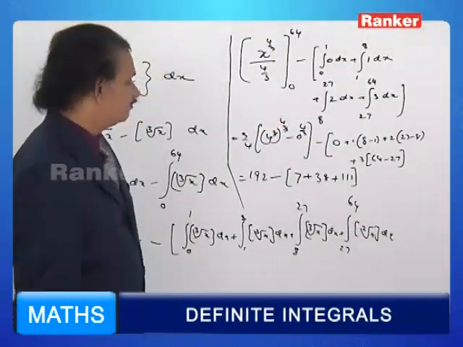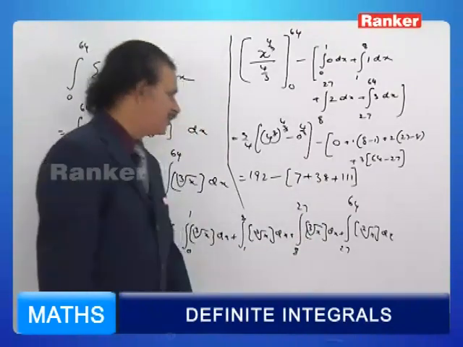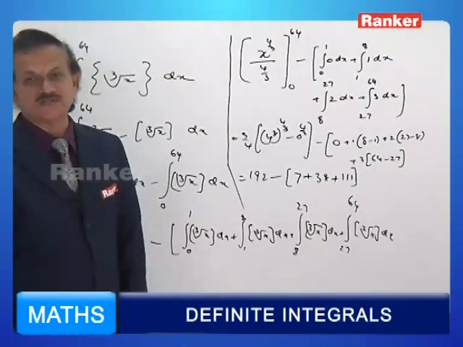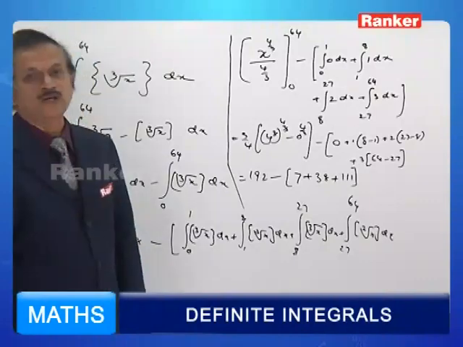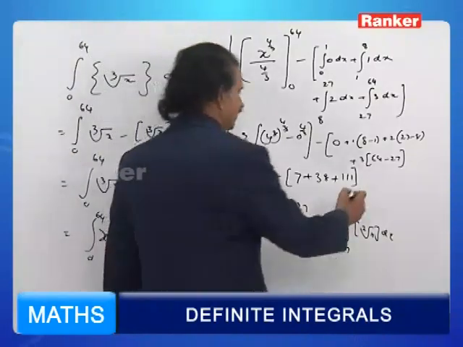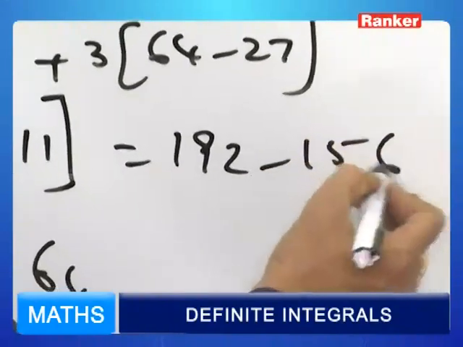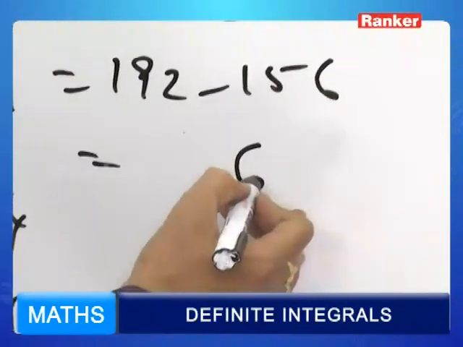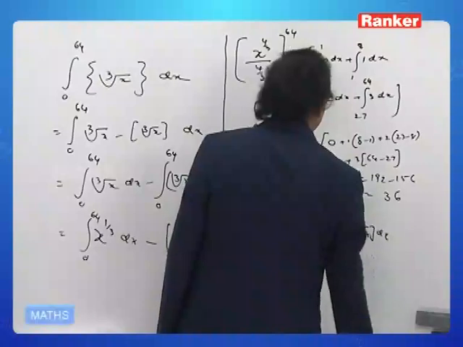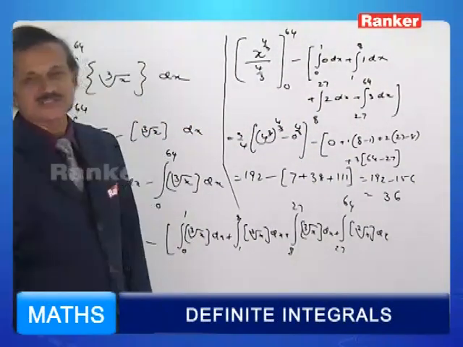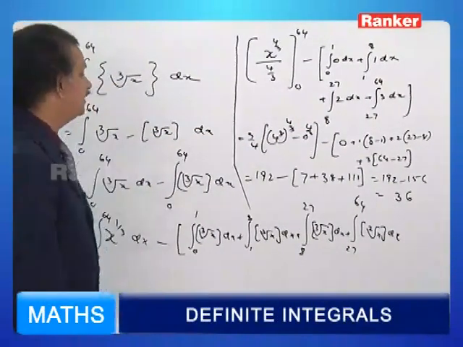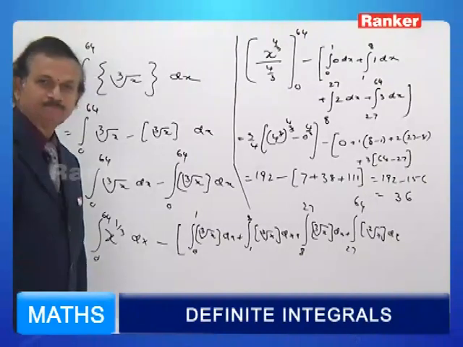Let us get it simplified. 38 plus 7 is 45. 45 plus 111 is 156. So it is 192 minus 156. So the answer is 36. That is the ultimate answer.